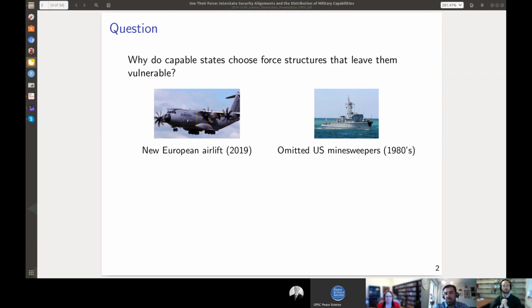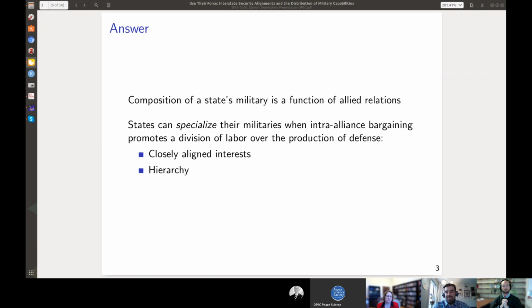And I think these two cases are examples of this broader phenomenon of military specialization, that states can choose to have a distribution of military capabilities that is sometimes specialized, where they're omitting certain assets or overproducing others. And in other cases, countries are more of a jack of all trades, producing a little bit of everything. And the question is, why do we see some countries at certain times going in one direction versus the other? My answer is, like Brad was saying, a question of allies, that the composition of a state's military is at least in part a function of its allied relations.